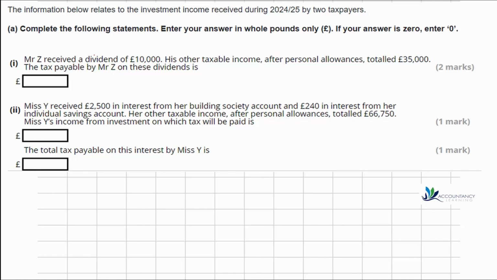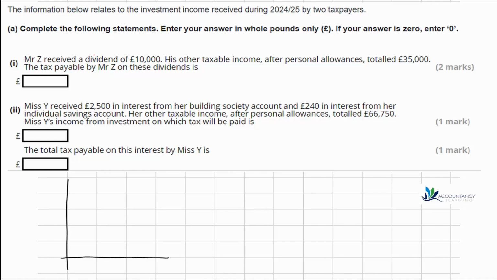His other taxable income after personal allowances totaled £35,000. The tax payable by Mr. Z on these dividends is, and there are 2 marks available for this. We need to remember the way that the tax system works: we've got different types of income. We'll have some general income, some savings income, and some dividend income. These are all taxed in a particular order and they all stack up on top of each other. So if you imagine a sort of graph.